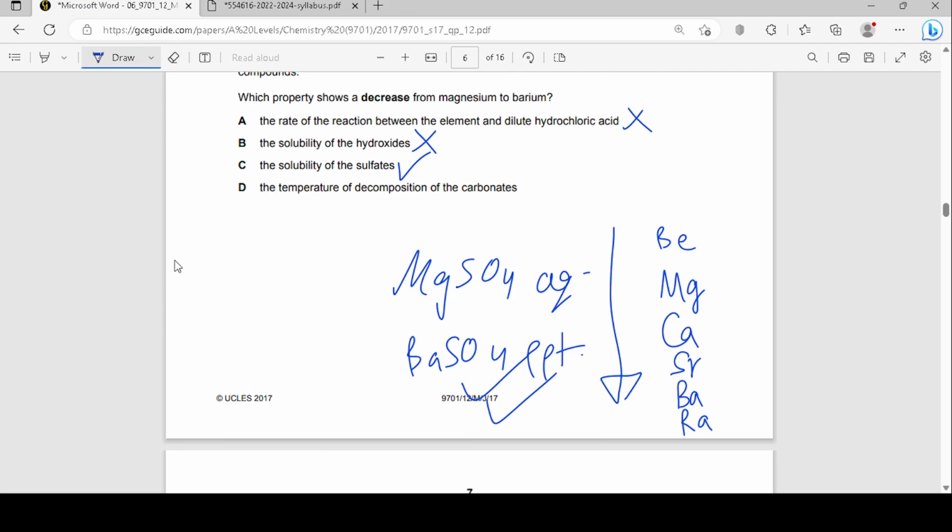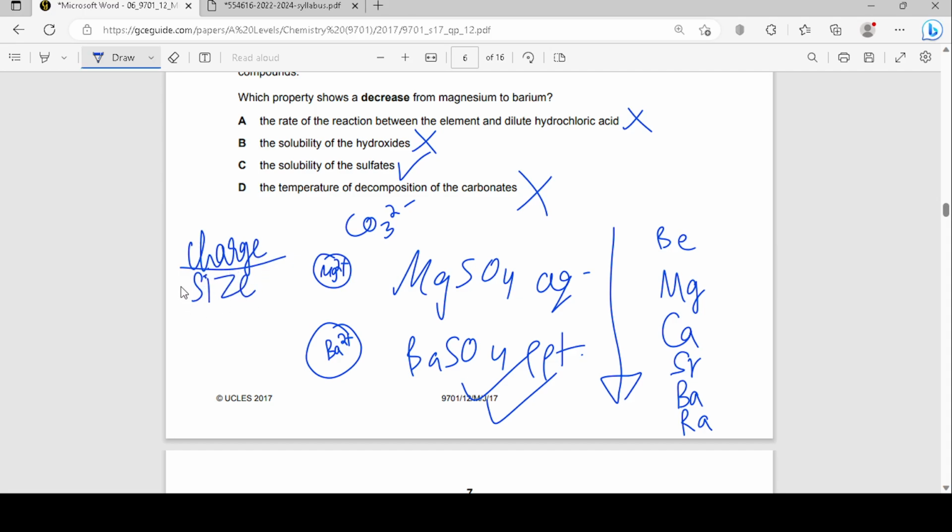And then the temperature of decomposition of the carbonates, again, that's interesting. Basically, down the group, imagine you have Mg2+, and on the other hand you have Ba2+. Both of them have a 2+ charge, but Mg2+ is a smaller ion. So because of that, it has a greater charge density, right? Charge density is basically the charge of the ion over the size of the ion. Because Mg2+ has a smaller size, it will have a greater charge density, and because of that, it's going to polarize or distort the CO3 2- ion more as compared to Ba2+.